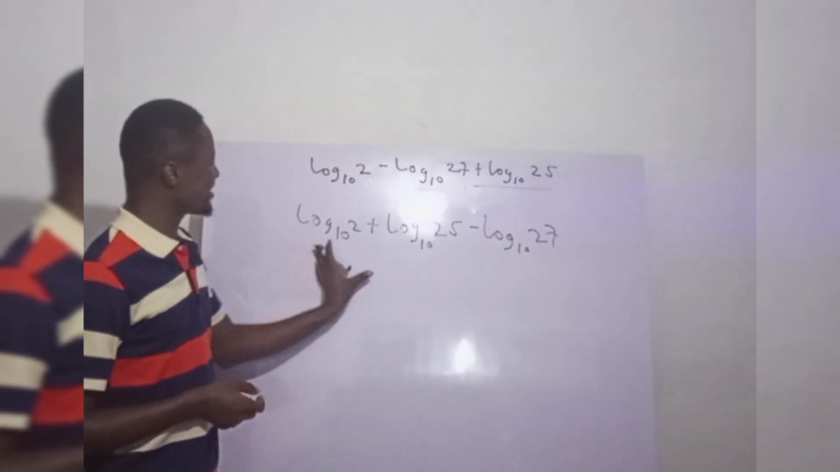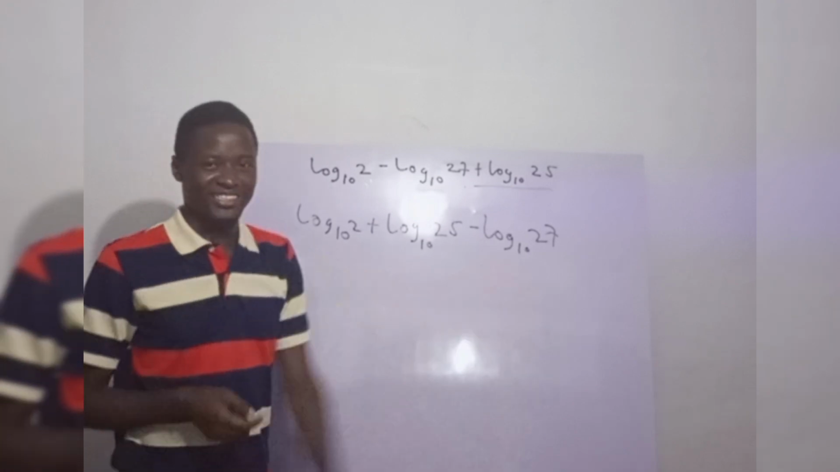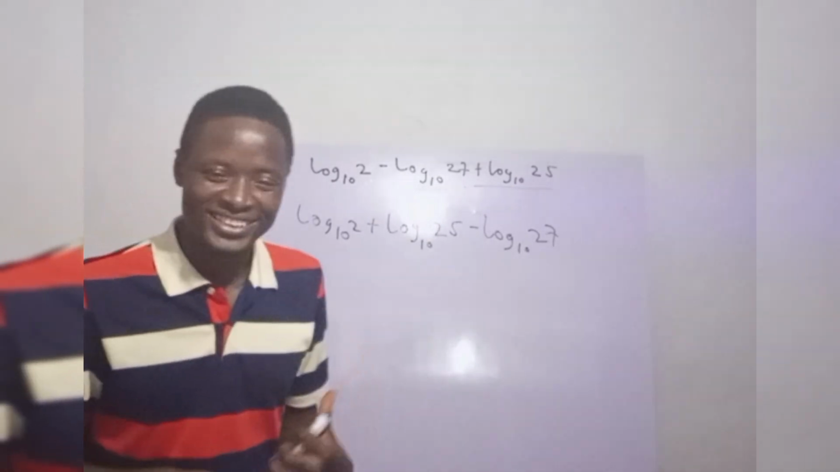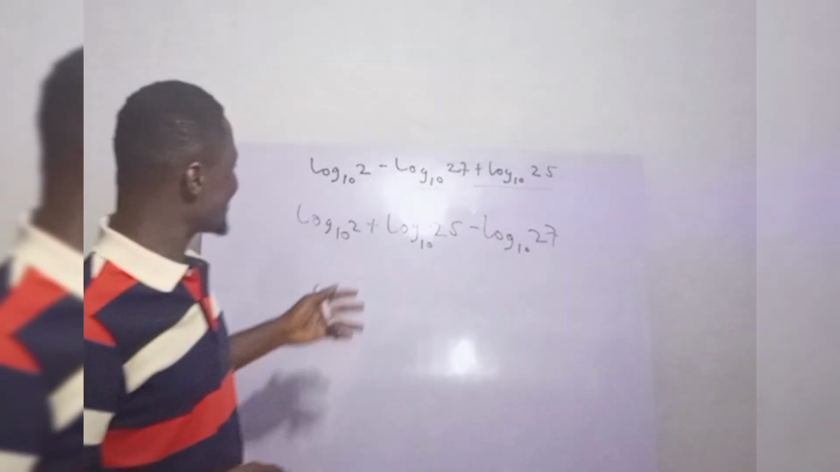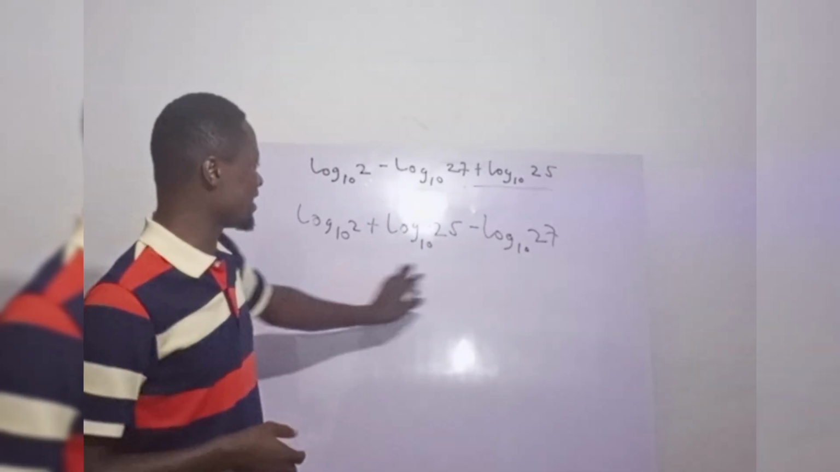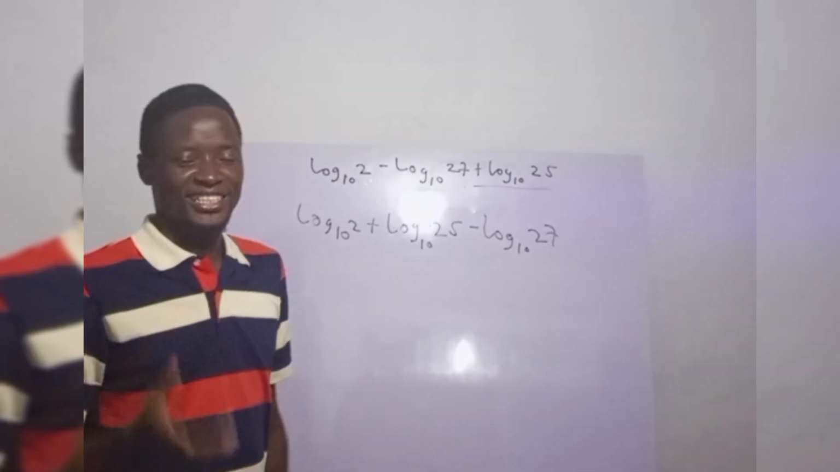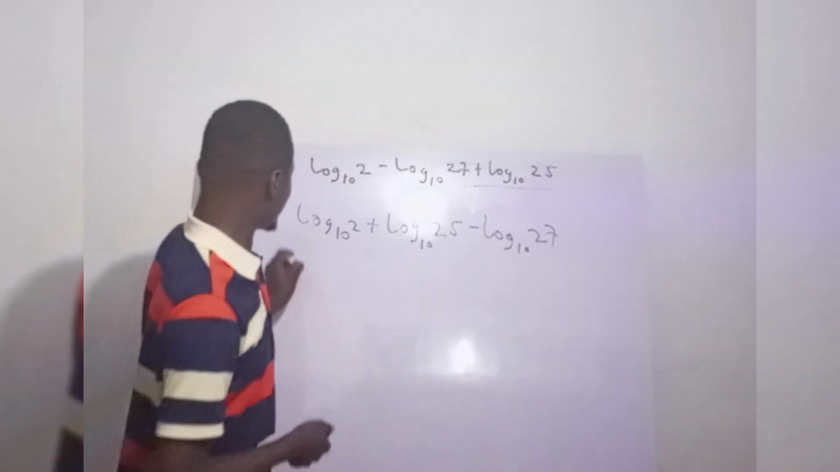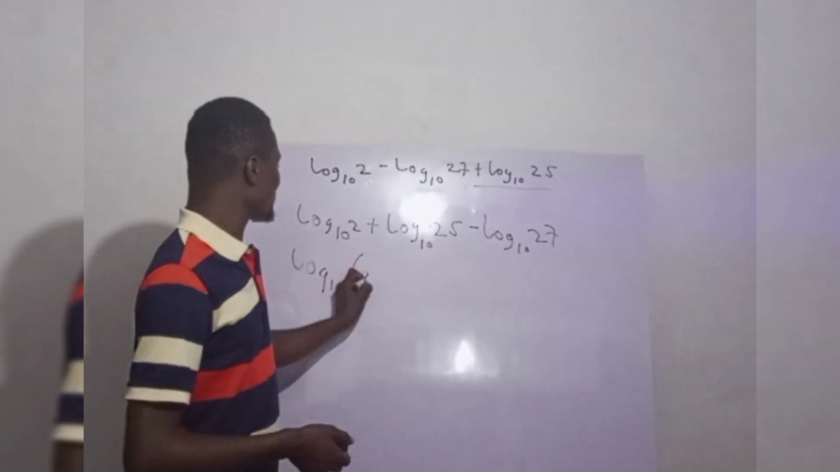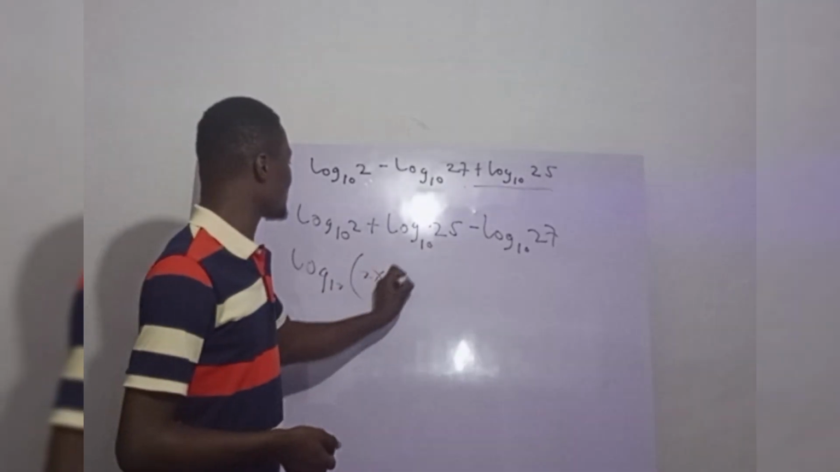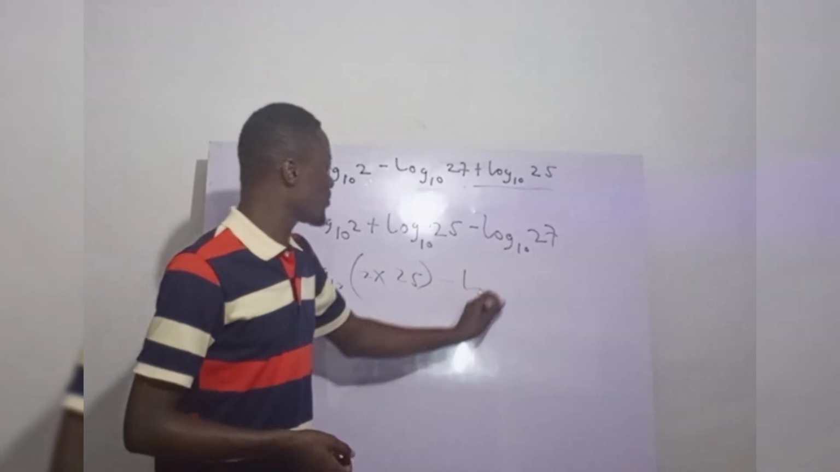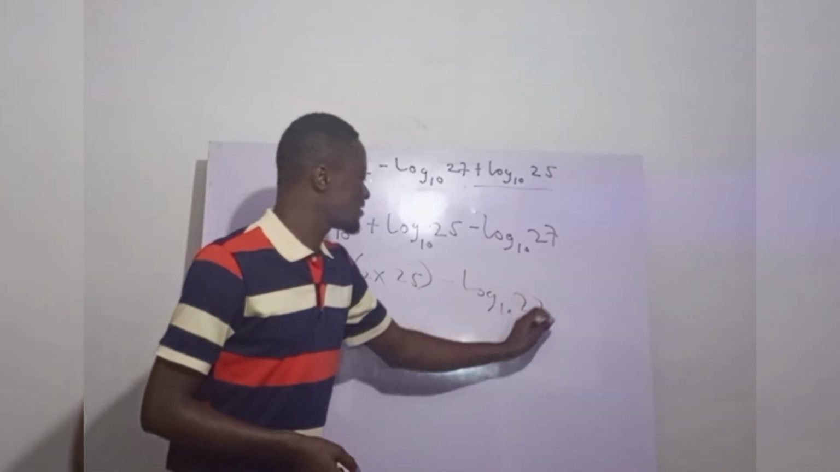So I'm going to deal with the addition before the subtraction. When you are supposed to add logs, there is a need to multiply the numbers because the bases are the same and you are adding. There's a need to multiply the numbers. So I'll write my log 10, multiply my 2 by my 25, minus log 10 27.